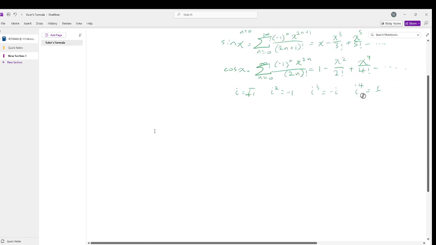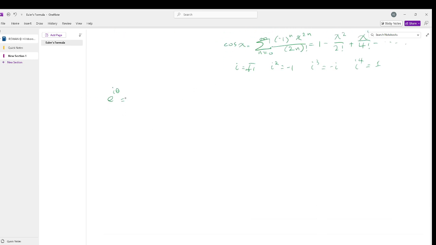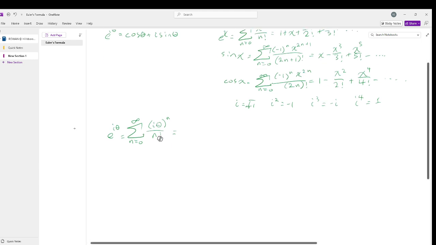What I'm going to do first is write out e to the i theta, and something we can do with Taylor series is just take whatever's in this exponent and substitute it in for this x right here. So e to the i theta as a Taylor series is the infinite series from 0 to infinity of i theta to the power of n divided by n factorial. So now I'm going to just expand this, kind of how we did up here. Just remember that i theta goes wherever the x is.